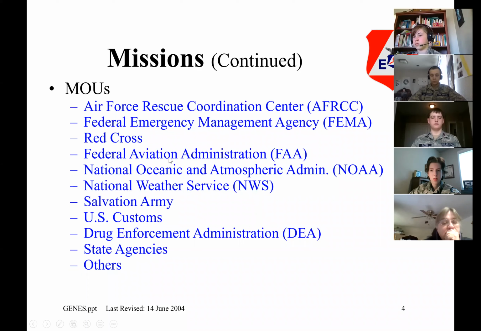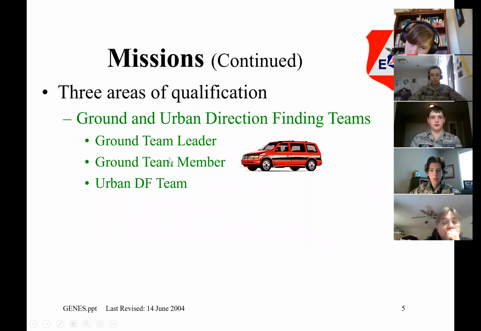Let's see if I can get this slide to move without going backwards. There are three areas of mission qualifications. There are ground and urban direction finding teams. A ground team traditionally does line searches and things like that. You're looking for something specific. Traditionally, we talk about looking for an airplane. Many times you're in conjunction with our aircraft saying, go there, come here, etc. But not always. In Eastern Washington, there's a high incidence of memory care people wandering off, so we assist with missing persons. We assist with missing hikers.